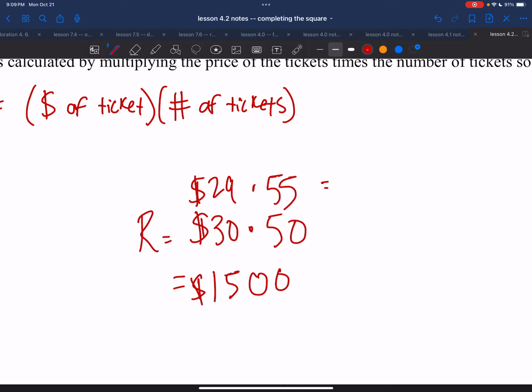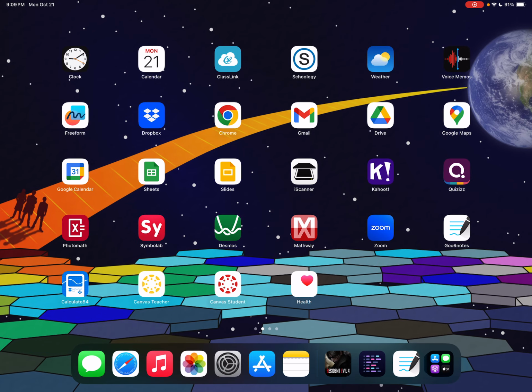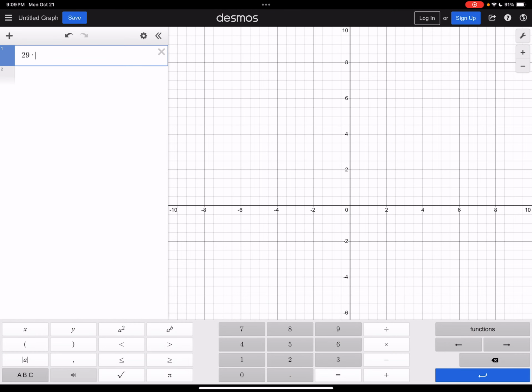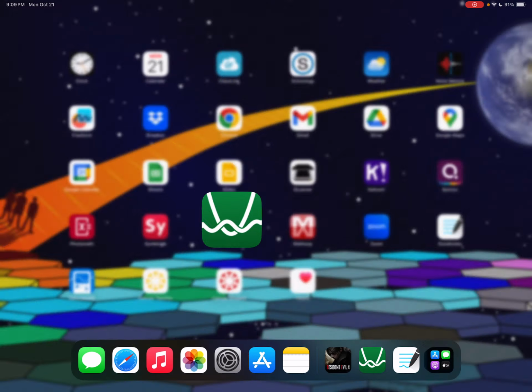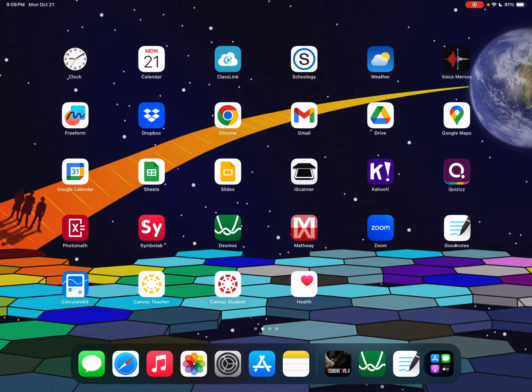Well, I guess I'm technically holding one. Let's just do 22 times 5. Hello, Desmos. 29 times 55. 1595, right? So this would be 1595. And of course, if I did 28 and 60, I just don't want to do this by hand.